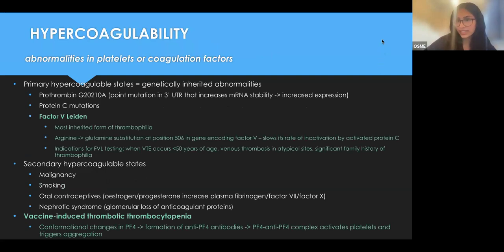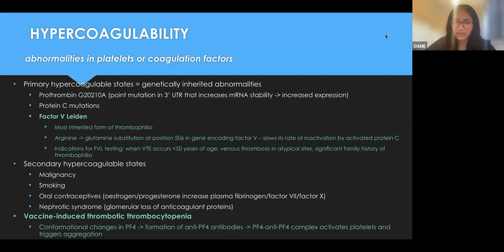Okay, and the final factor that will predispose or cause thrombosis is hypercoagulability. So this is where you have either abnormalities in the platelets, which form the plug, or coagulation factors. So primary hypercoagulable states are where you have genetic, inherited abnormalities in those clotting factors. So I think the most important one that you need to know, which is on the right-hand side, is factor V Leiden, which is the most commonly inherited form of thrombophilia. So I think about 1 in 5,000 people are homozygous for this trait. And this is where you have a mutation at position 506 in the gene encoding factor V, which slows its rate of inactivation. And so you have increased factor V-A or activated factor V in the circulation.